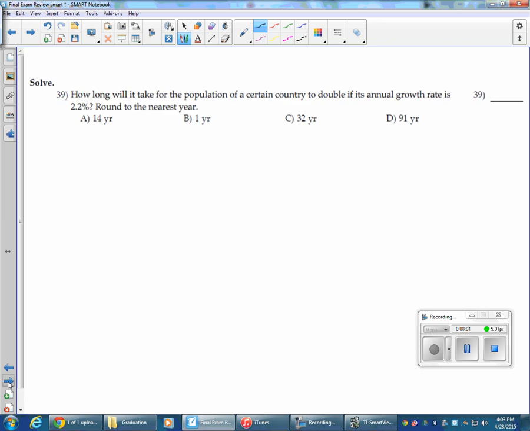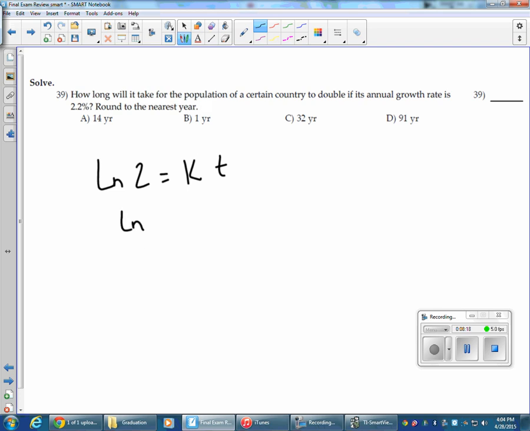39. How long will it take for the population of a certain country to double? If its annual growth rate is 2.2%, round to the nearest year. Alright, let's talk about doubling rate. Natural log of 2 equals k times t. K is your rate, t is your year.